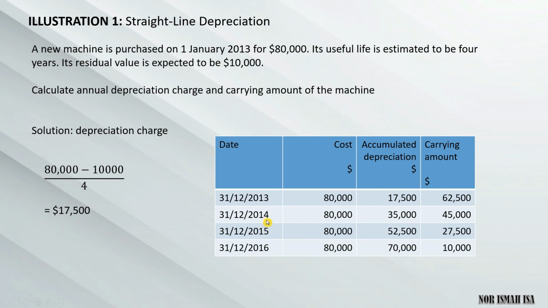As for 31st December 2014, the accumulated depreciation increased another 17,500, whereas the cost remained the same at 80,000 by applying the concept of historical cost. So the carrying amount now, you minus the accumulated depreciation from the cost, the carrying amount is 45,000. Whereas in 2015, another 17,500 has been charged to this year. So the accumulated depreciation now goes to 52,500. As a result, the carrying amount now falls to 27,500. In 2016, which is the final year of the usage of the machine, the accumulated depreciation now reaches 70,000, another increase of 17,500, and the carrying amount is the same as the residual value, which is 10,000.